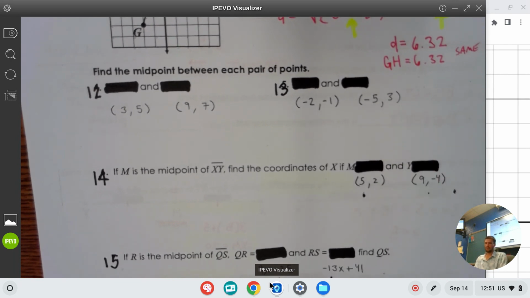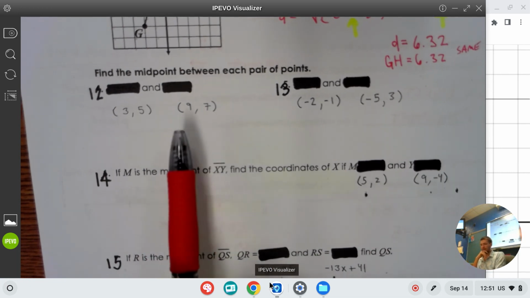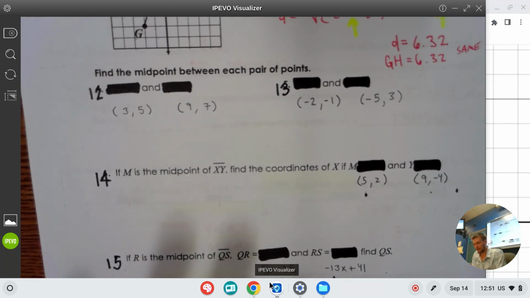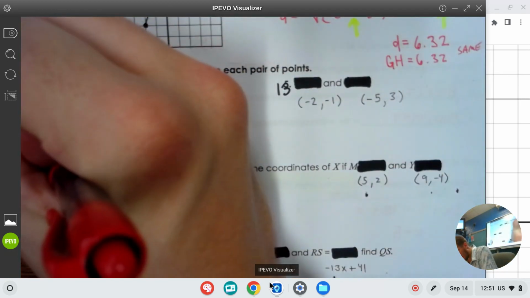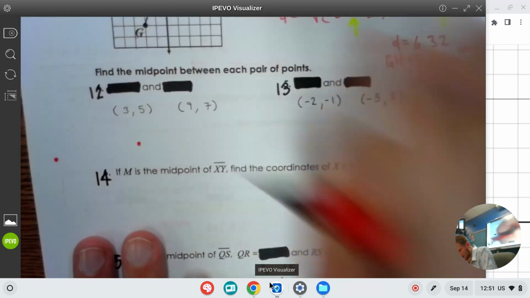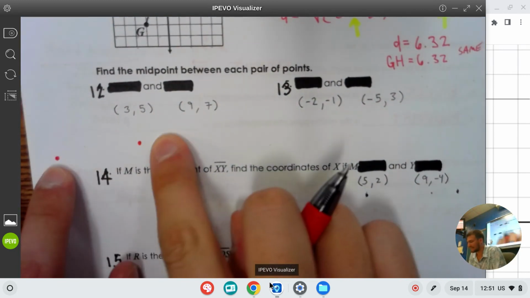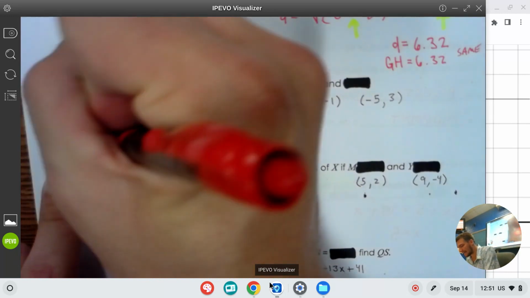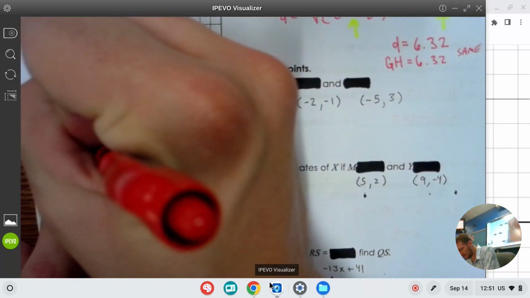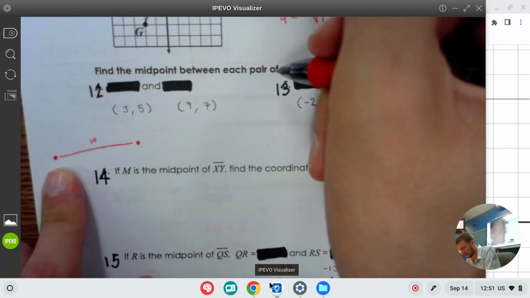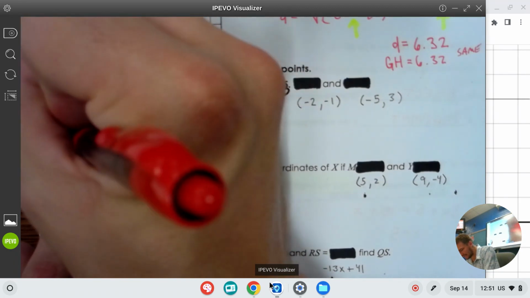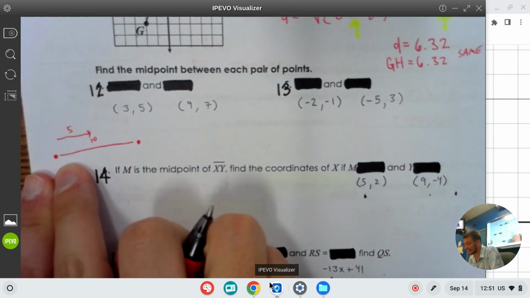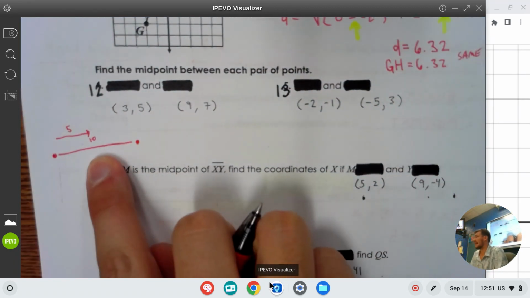Okay, so you're thinking, use the distance formula and then divide it by 2. So here's what you got, okay? You've got 2 points, and you found the distance. Let's just say that the distance here was 10, okay? And when you cut 10 in half, what do you get? 5, right? So the distance from the end to the middle is 5.